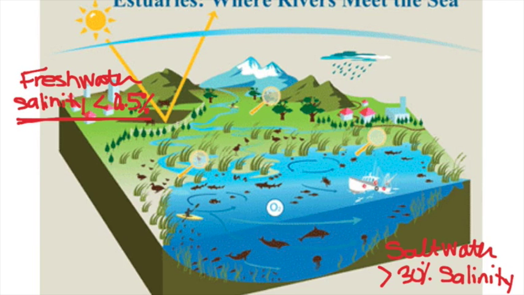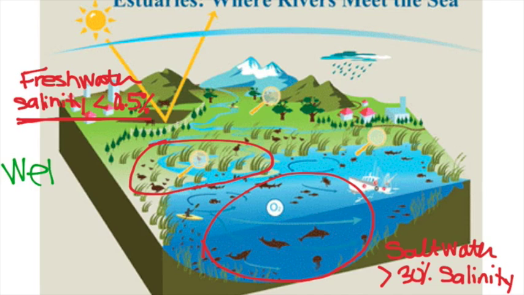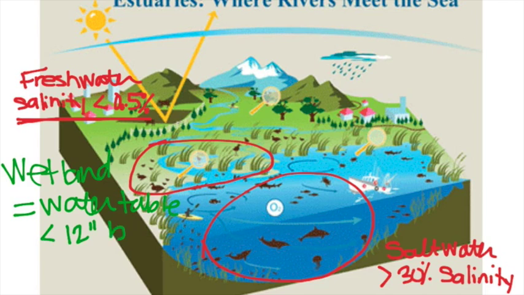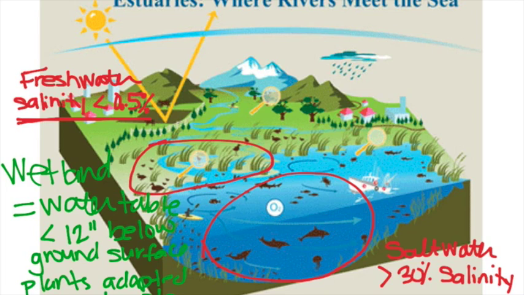So in an estuary we have both deep water habitats, as you can see here, and also wetland habitats. And if you remember, a wetland is anywhere where the water table is less than 12 inches below the surface of the ground. We also have plants adapted to wet roots and soils developed in flooded conditions. And deep water is anything greater than 2 meters deep.